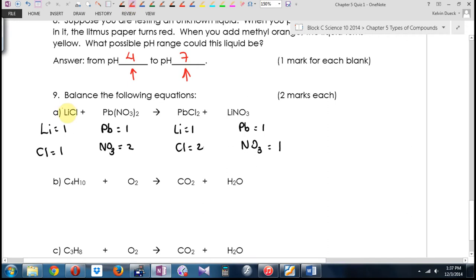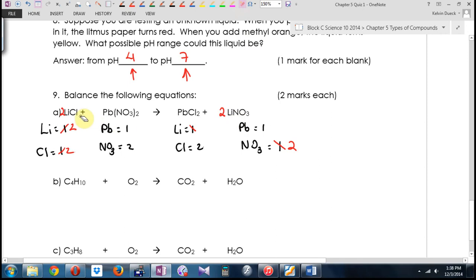Oh, we said let's try this, right? That's going to give me two of those and two of those, which at least balances the chlorines. But now what's out of balance? The lithiums. How could I fix that? That gives me two of those and two of those. And, oh! Balanced.